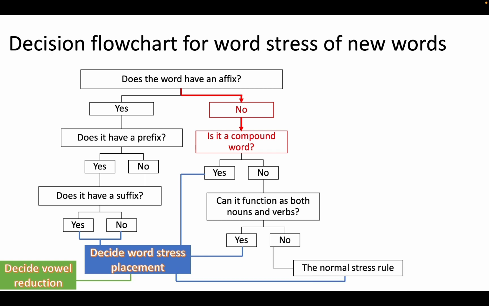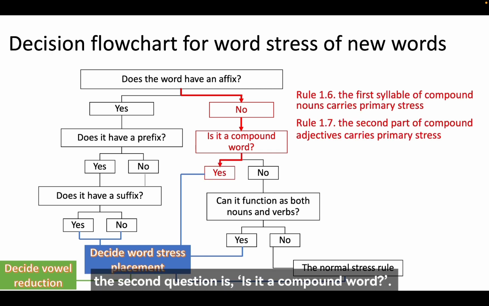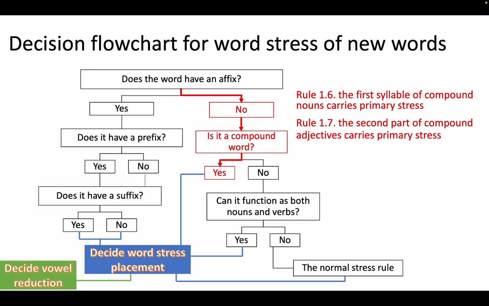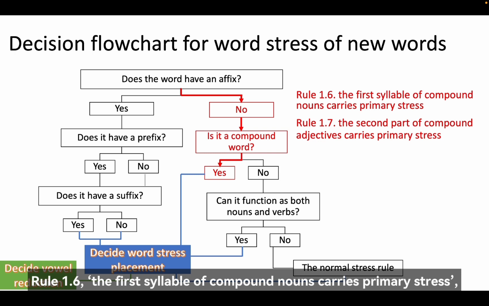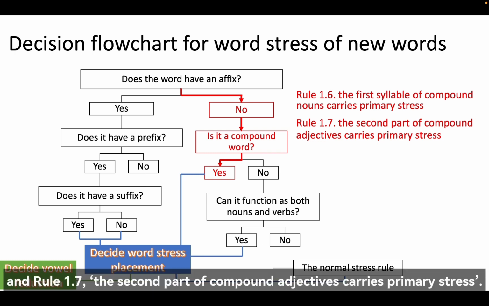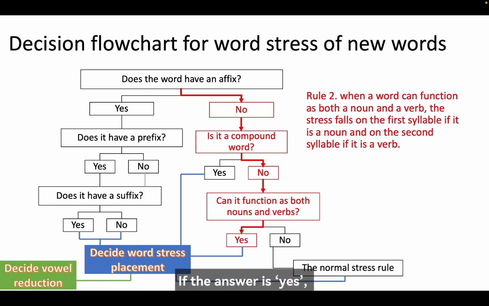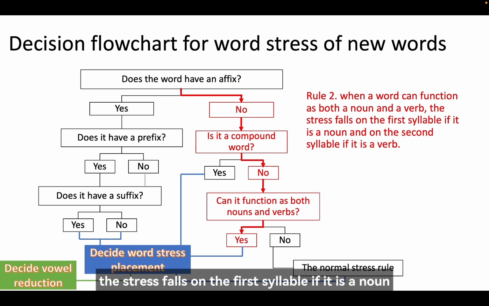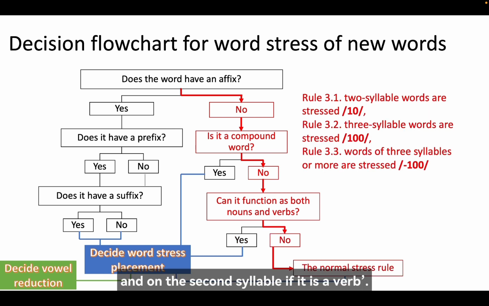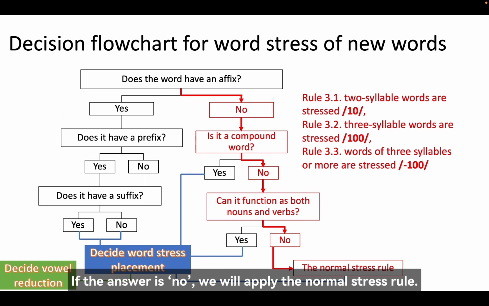If the answer is no, the second question is, is it a compound word? If the answer is yes, we will apply the rules to decide word stress placement. Rule 1.6, the first syllable of compound nouns carries primary stress, and Rule 1.7, the second part of compound adjectives carries primary stress. If the answer is no, the question goes to, can it function as both a noun and a verb? If the answer is yes, we will apply Rule 2. When a word can function as both a noun and a verb, the stress falls on the first syllable if it is a noun and on the second syllable if it is a verb. If the answer is no, we will apply the normal stress rule.